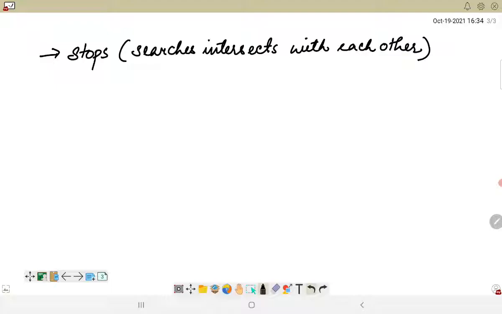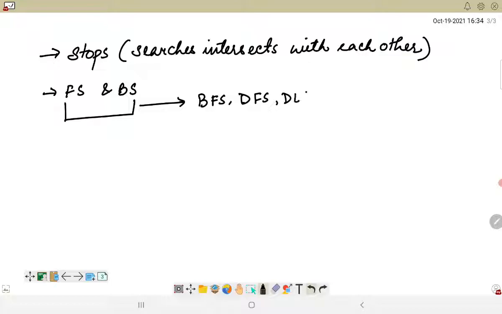Both the forward search and the backward search can be in any form that we have already learned. That means it can be either BFS or DFS or DLS, anything. Or we also have uniform cost search if there is cost associated with it. So it depends entirely on whatever searching technique we would like to use. Now let us talk about the advantages and disadvantages of it.